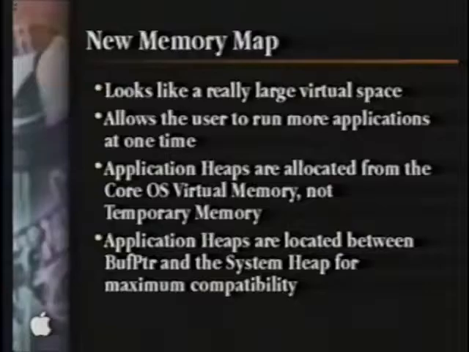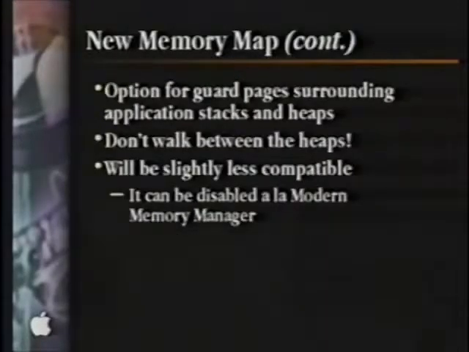And we do that so that we get high compatibility, because a lot of your applications like to do address checking. So some of the things that you shouldn't be doing are walking the heaps, because if you walk between the heaps, there may not be anything between the heaps. That would be bad. So then there's also going to be this option for guard pages surrounding the application stacks and heaps. This is a great debugging tool, so that you can detect when your application that you've written is straying beyond the bounds of reality.